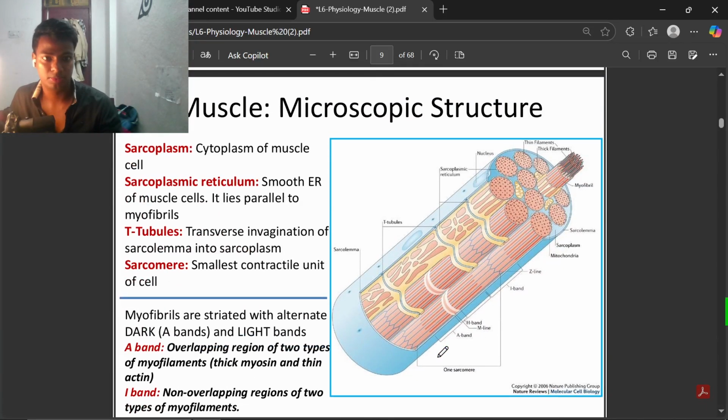What is sarcoplasm? The cytoplasm of muscle cells. Sarcoplasmic reticulum is the endoplasmic reticulum of muscle cells, and that's where the calcium is stored. T tubule, the transfer. I mean, in blood vessels the transportation occurs this way, right? But T tubules only transfer, I mean, this is present in this way. That is what T tubules are.